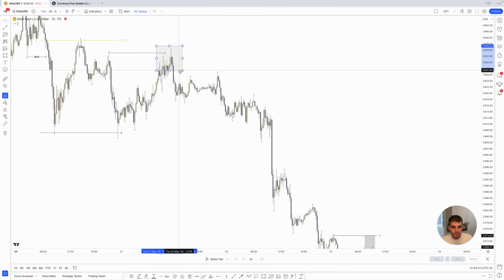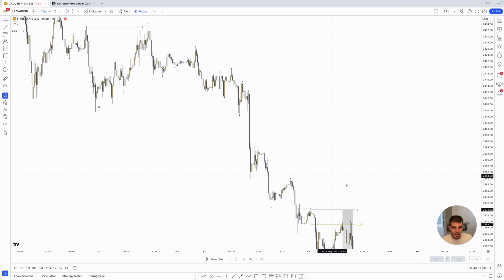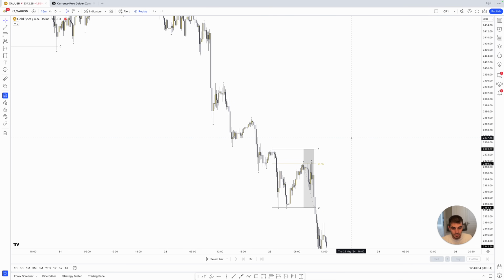But it seems as though it reacted to this imbalance, or fair value gap as many like to call it, between these two candlestick wicks. There's a gap there. So price mitigated almost the exact 50% of that fair value gap, and then just absolutely melted. So really cool to see the accuracy of that. And that leads me to today's trading opportunity.